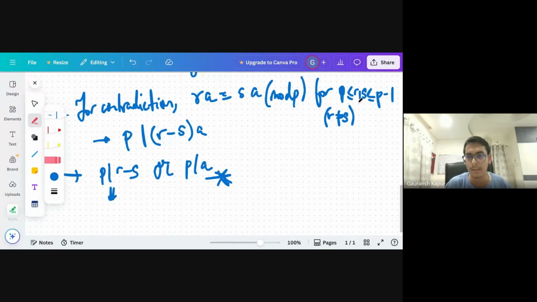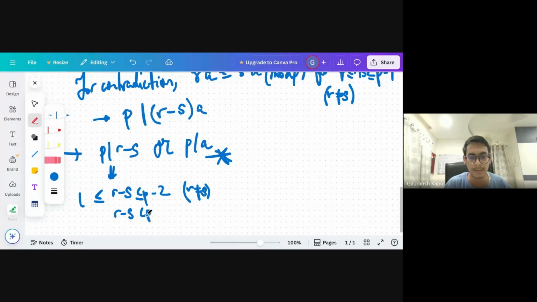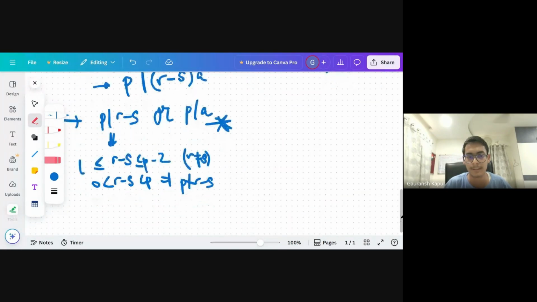And P divides R minus S? Well, let's look at this. R and S are in between 1 and P minus 1 inclusive, which means R minus S is between 1 and P minus 2, because R is not equal to S, the extreme cases are excluded. So this is also not possible because R minus S is less than P. So this would imply that P cannot divide R minus S. So we've shown that no two numbers of S are congruent to each other mod P. And the second statement is that no number in S is divisible by P.